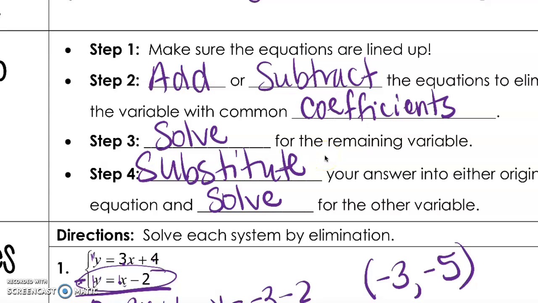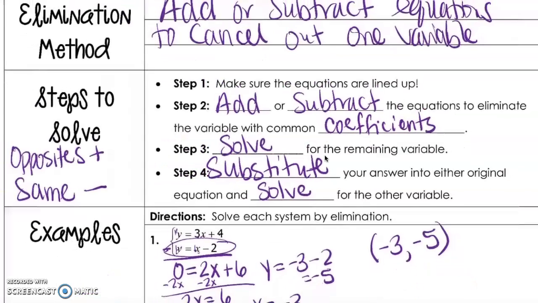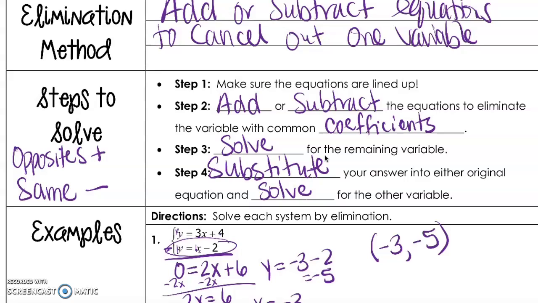This video will cover the even problems on page 5.5 and 5.6. So this is our third way to solve linear systems, and it is called elimination. Our job is to get rid of one of the variables first in order to solve for the other one. So we look for coefficients that are either the exact same or the opposites.